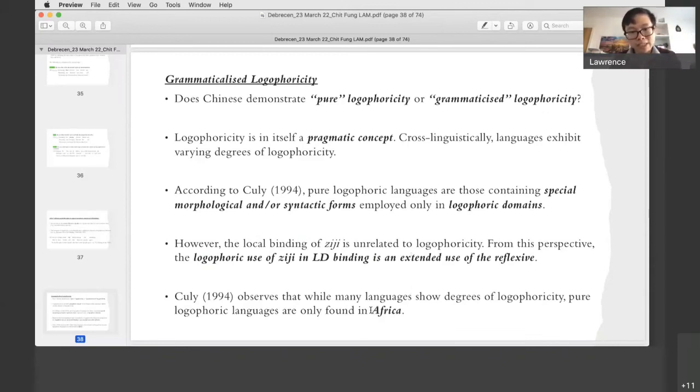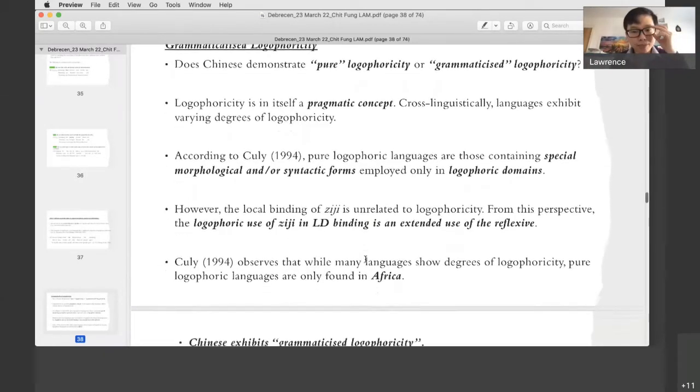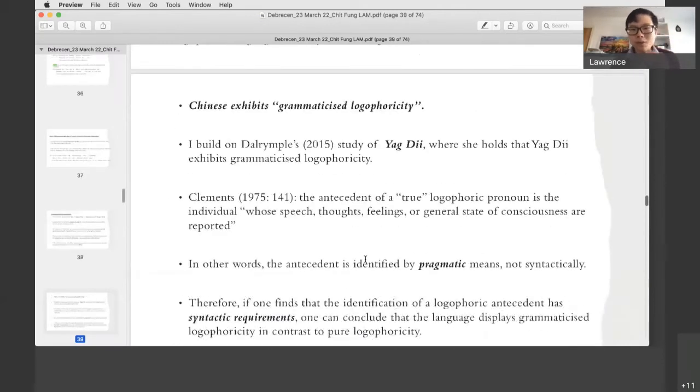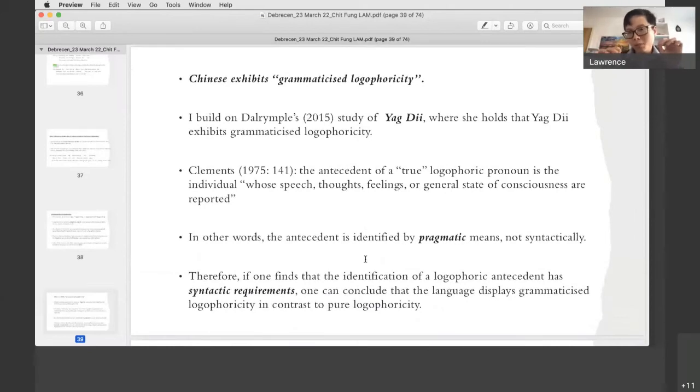So it's not quite the same as languages which show pure logophoricity, like some languages in Africa. Those pure logophoric languages are only attested in Africa, because they all contain special forms that are only used in logophoric domains. But we see that jitsi doesn't have to appear in a logophoric domain. For example, when it appears in a locally bound relation, then it's not really logophoric, right? So I would say that Chinese exhibits something we call grammatic-sized logophoricity. So what do I mean by grammatic-sized logophoricity?